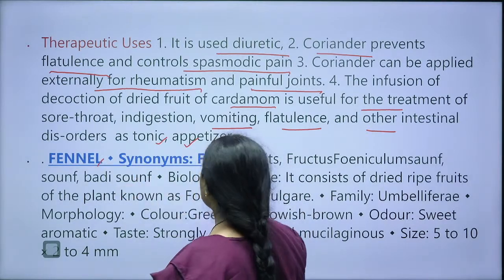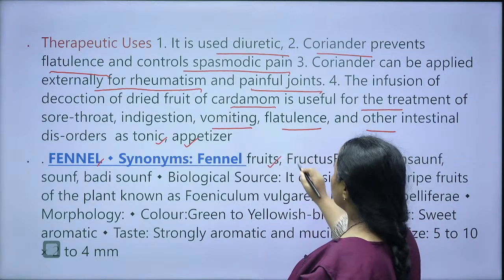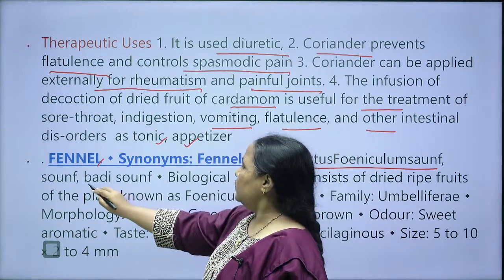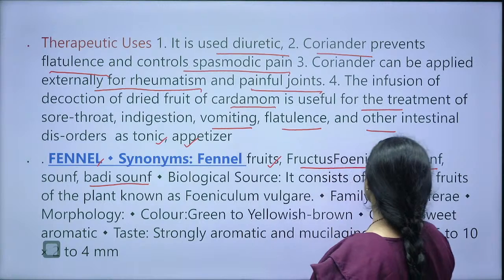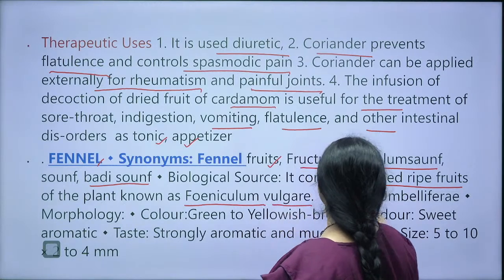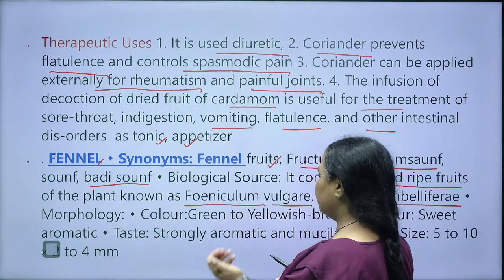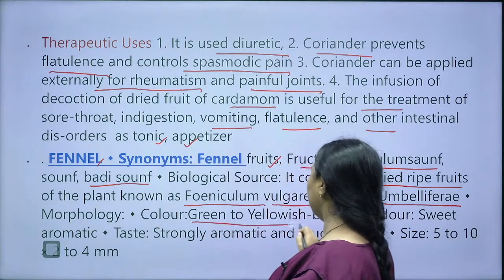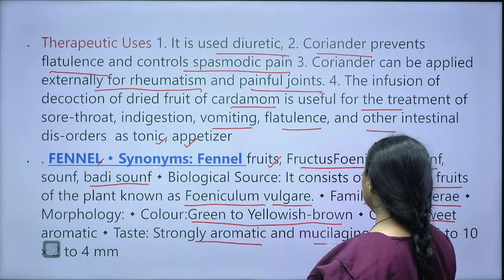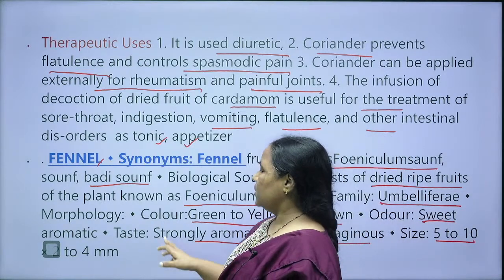And fennel is one of the other drug substances. The synonyms are fennel fruits and Fructus foeniculi, sunf. The biological source consists of dried ripe fruits of the plant known as Foeniculum vulgare, belonging to the family Apiaceae. The morphology is green to yellowish brown, and the odor is sweet, aromatic and strongly aromatic, and mucilaginous, and the size is from 5 to 10 mm and 2 to 4 mm.